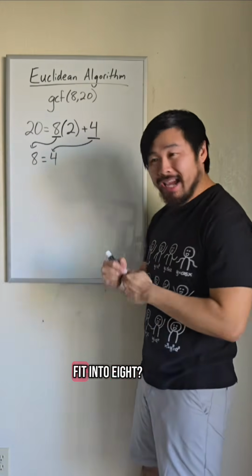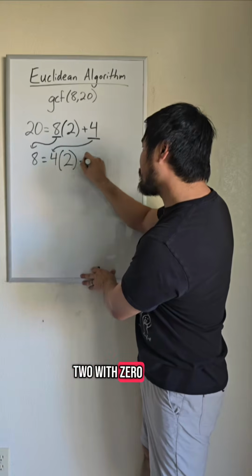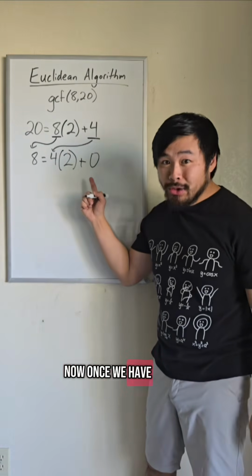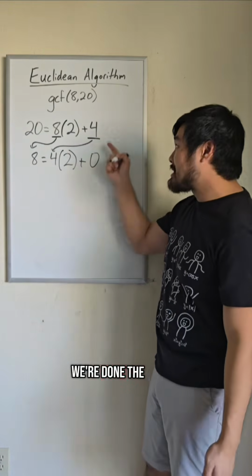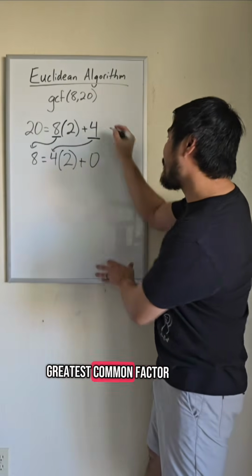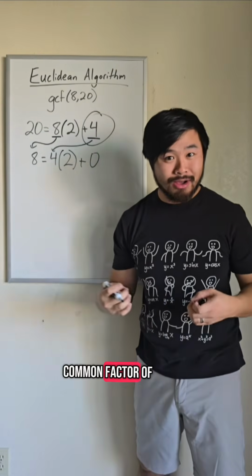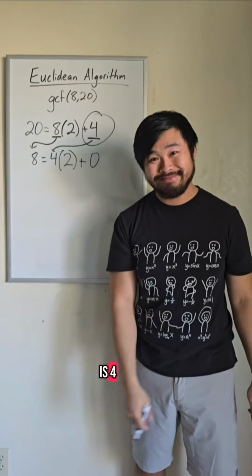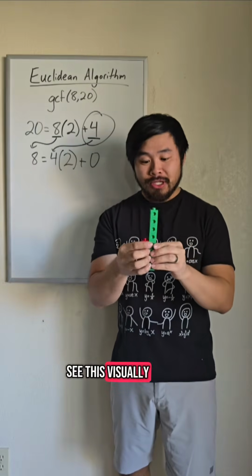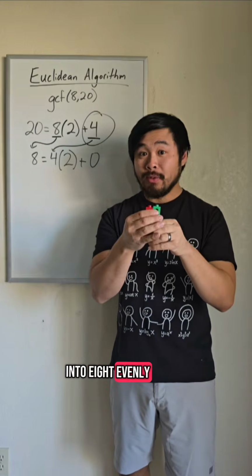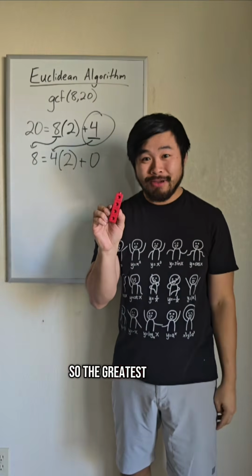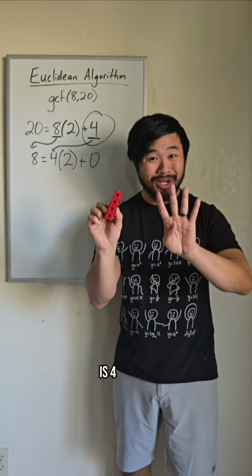How many 4s fit into 8? 2, with 0 left over. Now, once we have 0 as a remainder, we're done. The last non-zero remainder is our greatest common factor. So the greatest common factor of 8 and 20 is 4. And we can see this visually. 2 4s fit into 8 evenly with no remainder, so the greatest common factor of 8 and 20 is 4.